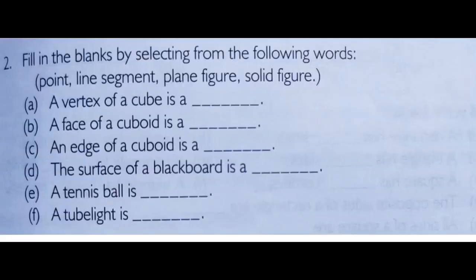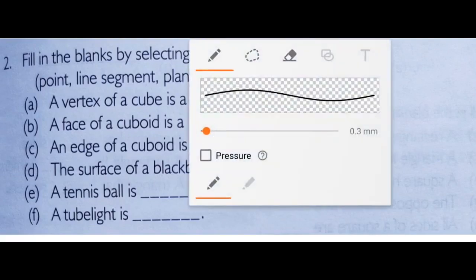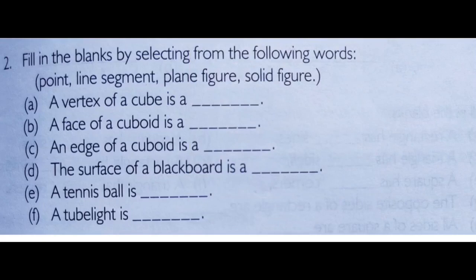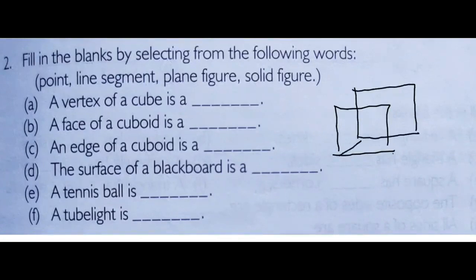Next, children, fill in the blanks by selecting from the following words. A vertex of a cube is a, so if you remember a vertex of a cube, this is a cube. If you remember, vertex means this point, these all are vertices of a cube. So a vertex is a point. Vertex means a point, so here you will write point, P-O-I-N-T, point.